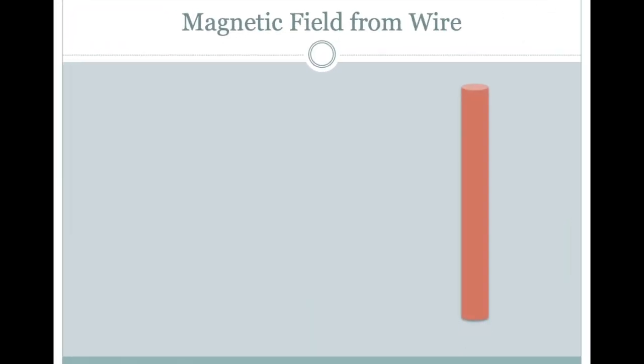First, let's consider the magnetic field from a wire. The wire, as you can see, is just a straight line. In our case, we're going to consider it to be infinitely small. I've given it some dimensions for the sake of clarity.